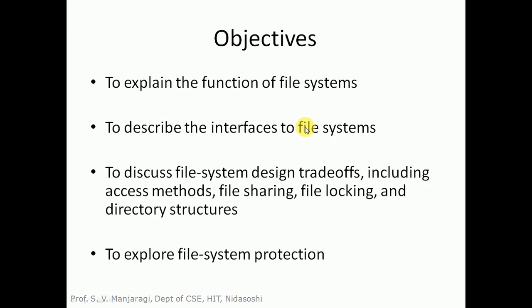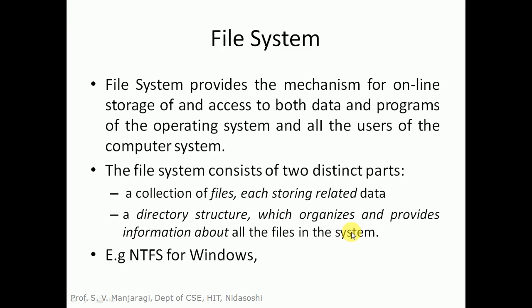Let us see what the objectives of this topic are. The first one is to explain the functionalities of the file system. Second, to describe the interfaces to the file system. Third, to discuss the file system trade-offs, including the different access methods, file sharing, file locking, and directory structure. Finally, to explore file system protection. So let us begin with the file system.